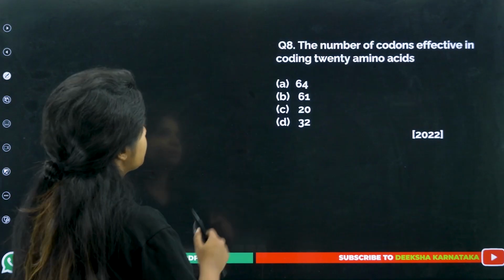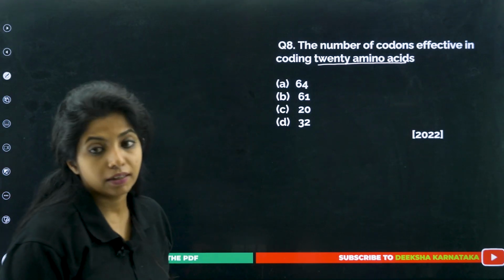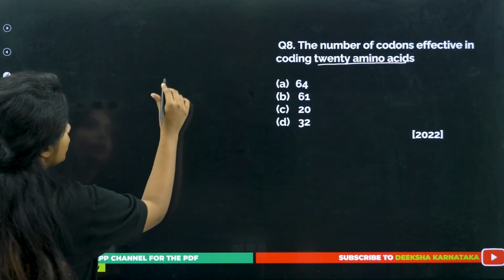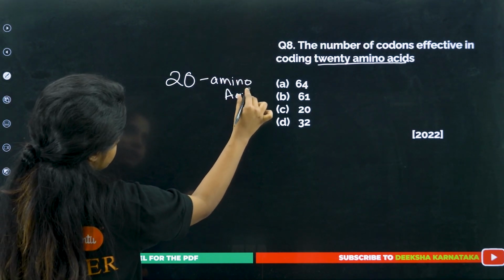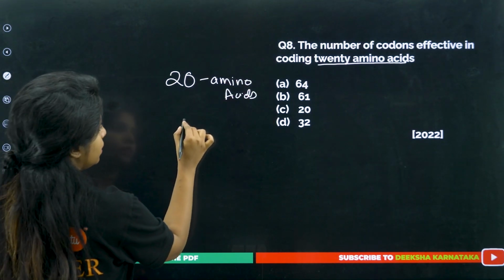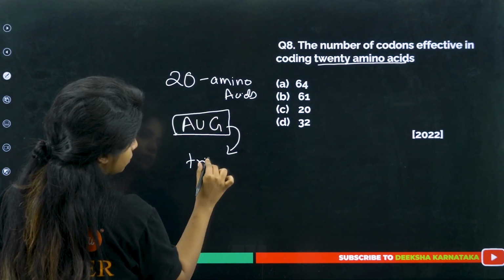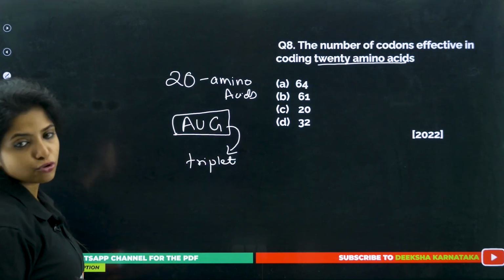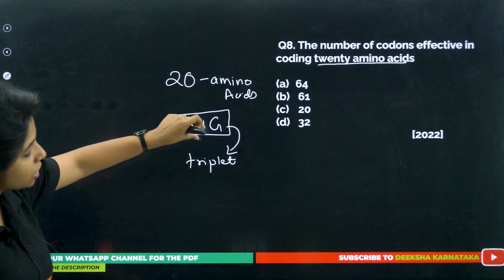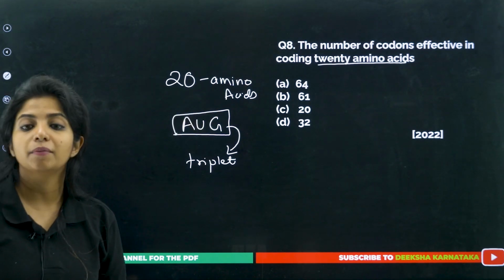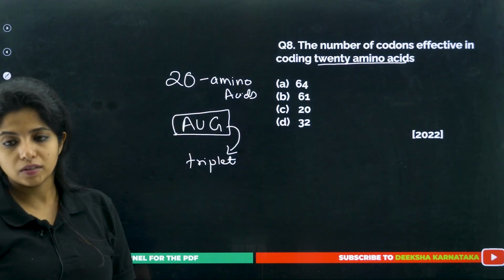Now next thing, question number 8. The number of codons effective in coding 20 amino acids. You have to code for 20 amino acids, and codons basically means, for example, AUG. This is a codon, and codons are triplets, my dear children. So they have 3 nucleotides that come together to make a codon. So how many codons such as this should be there for coding 20 amino acids? That's the question.